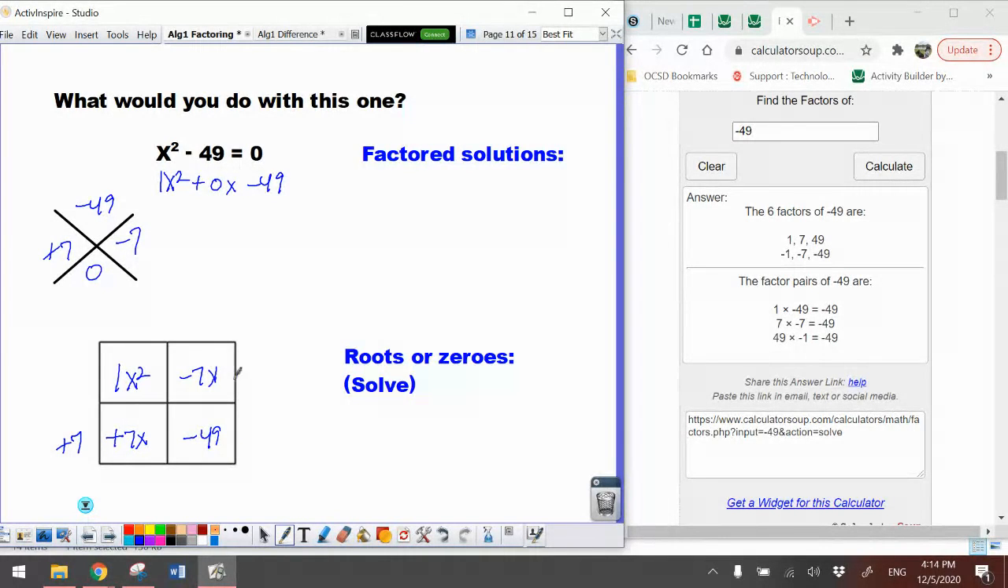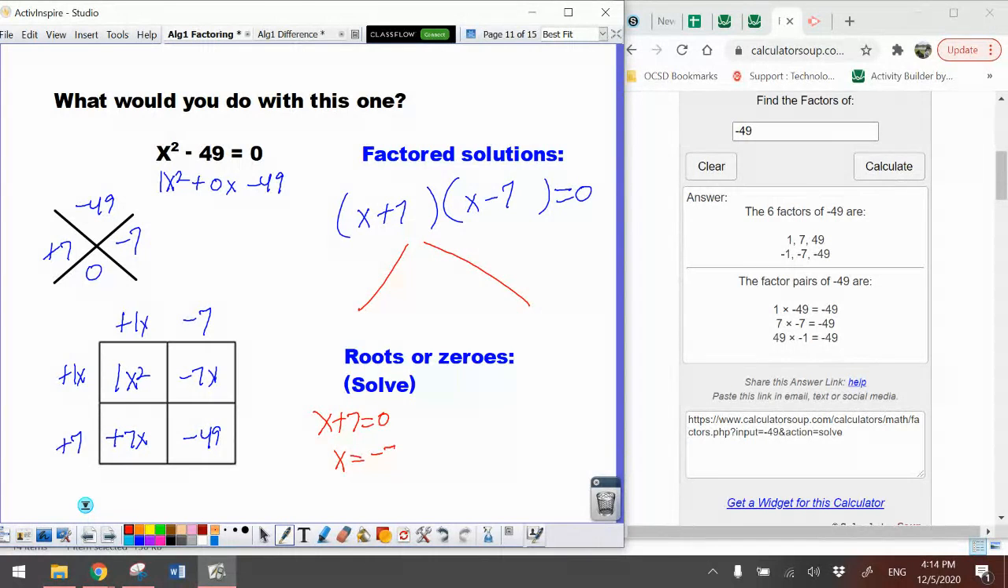I can take out a positive 7, a positive 1x, a positive 1x, and a negative 7. So I factor into x plus 7, x minus 7, and note that this is equal to 0. So I am not done if they're equal to 0. Remember, from there, I have to split into two equations. X plus 7 equals 0, so x is going to equal negative 7. X minus 7 equals 0, x equals positive 7. And my two roots, I have one over here at 7, one over here at negative 7. And there's my parabola.